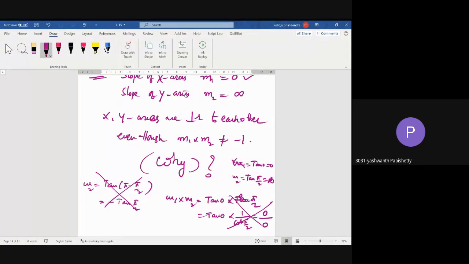Then minus cot 0, sir. Whatever it is, minus cot 0. Okay, minus cot 0. Multiply both, sir: tan 0 into minus cot 0. You are getting 0, not minus 1. I need minus 1. The product of the slopes must be minus 1, then only they are perpendicular to each other.